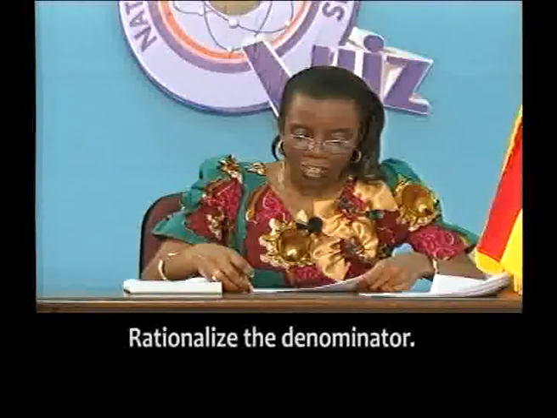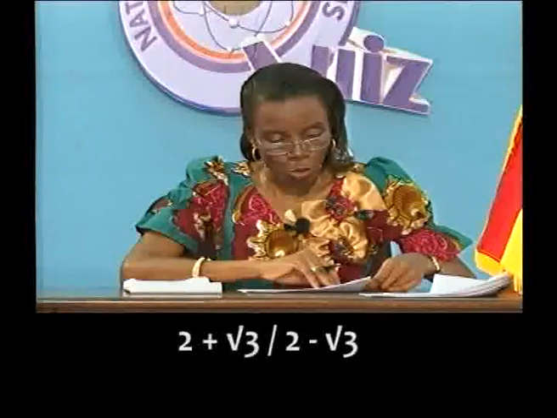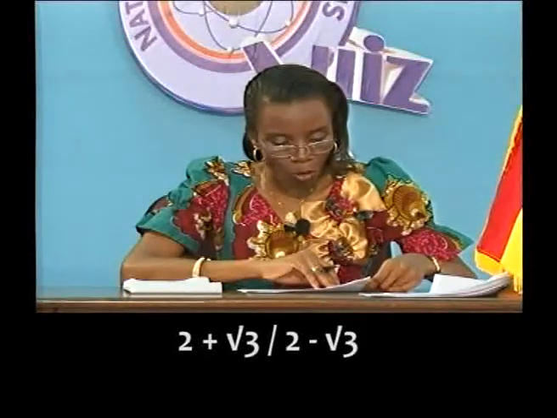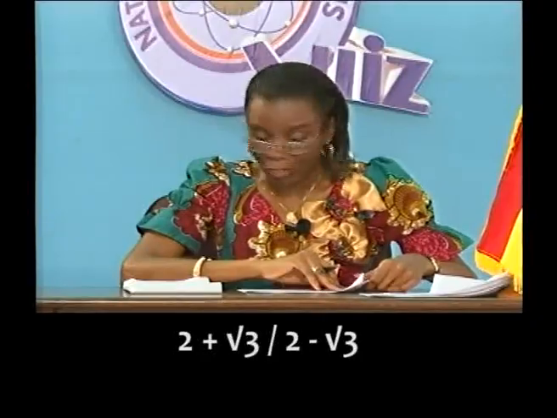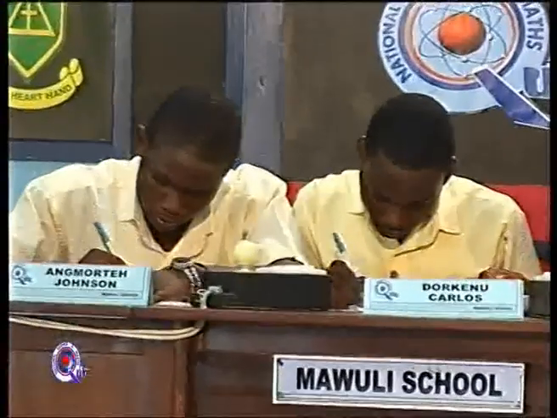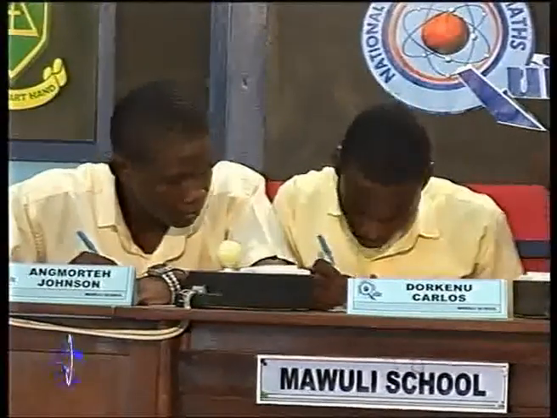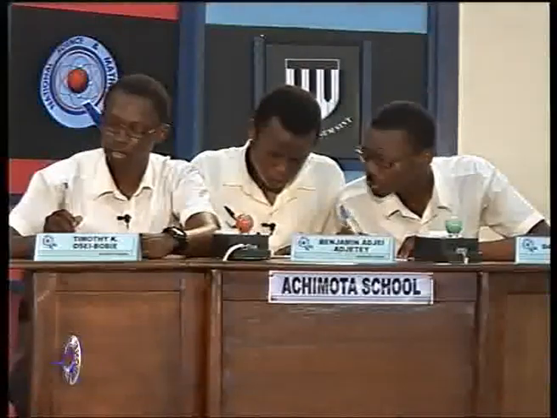Mawuli school. Rationalize the denominator. 2 plus root 3 all over 2 minus root 3. Yes, Rebecca. Carlos. 4 plus 4 root 3. A bonus. Yes, Timothy. Minus 7 plus root 3. No. The right answer is 7 plus 4 root 3.